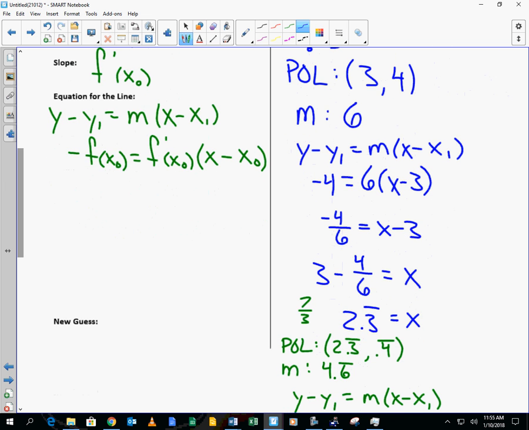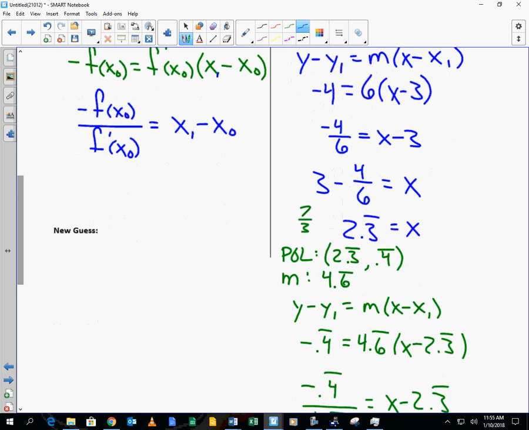Now, we're trying to solve for x, right? Since that's my new guess, I'm going to call that x sub 1 because it's my next guess. So it's after the x sub 0. In order to solve for that, I'm going to divide by f prime. And I'll get negative f of x sub 0 divided by f prime of x sub 0 is equal to x sub 1 minus x sub 0. Add the x sub 0: x sub 0 minus f of x sub 0 divided by f prime of x sub 0. That's equal to x sub 1, our new guess.